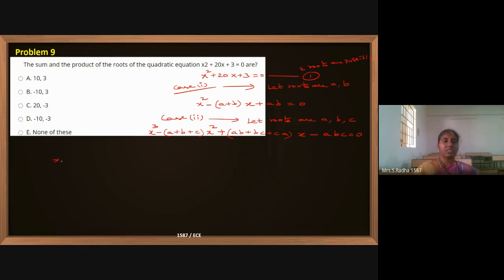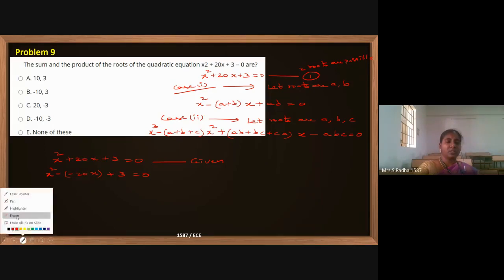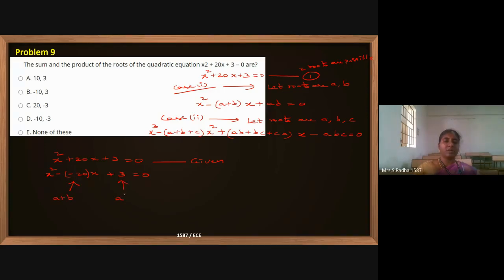And the given equation is x square plus 20x plus 3 equal to 0. So here I can write it as x square minus of minus 20 x plus 3 equal to 0. This minus 20 is nothing but the sum of the roots. And plus 3 is nothing but the product of the roots.